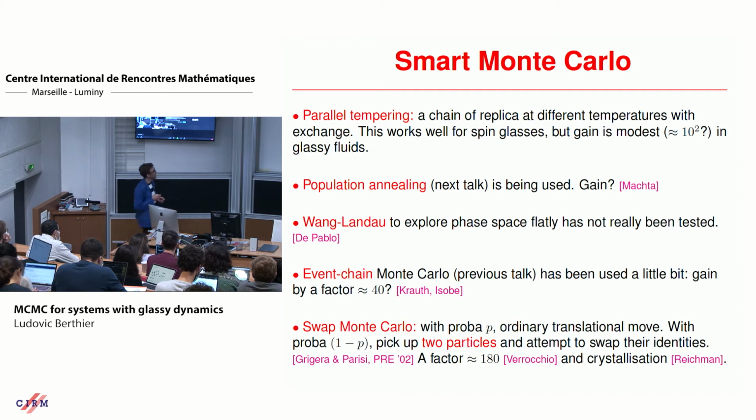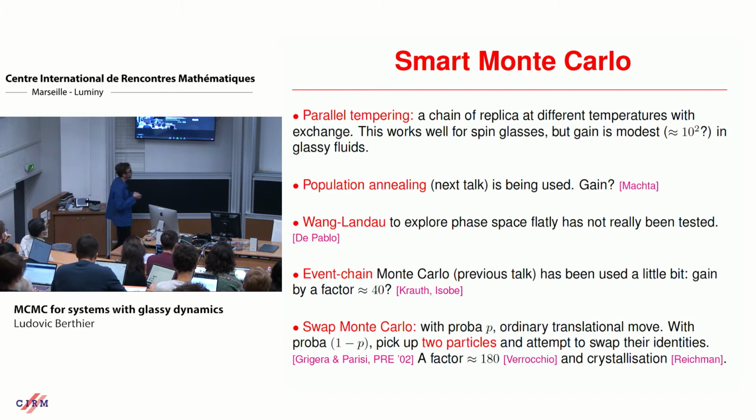There is a paper by one of Werner Krauth's collaborators, Isobe, and the factor, as I can read from the paper, is something like a factor 40 of speed up, but really I'm not too sure whether it's correct or not. This is the speed up of the event chain. I don't know, and it's bad that nobody has tried that before. So I'm going to describe a smart Monte Carlo that looks totally stupid, actually.